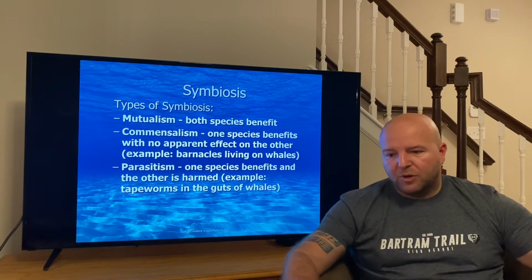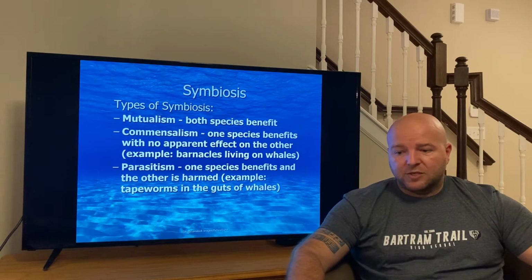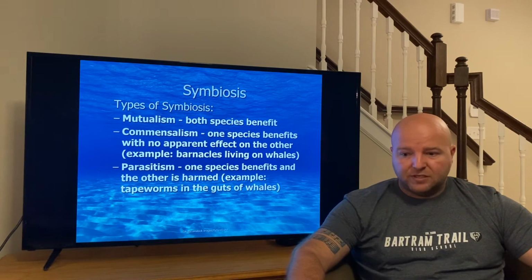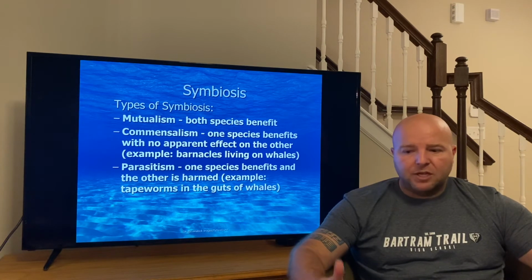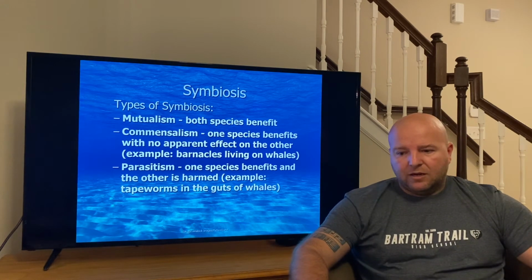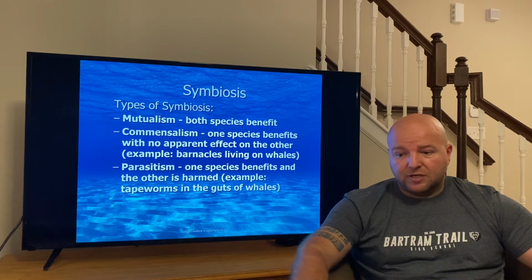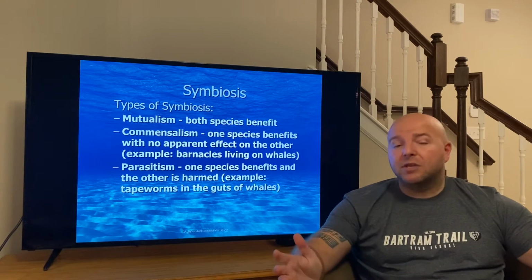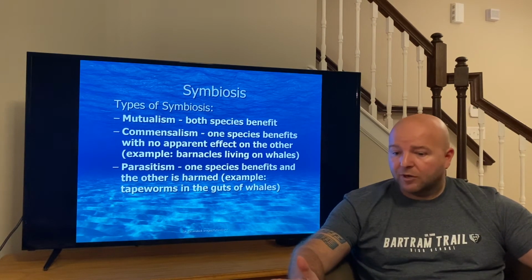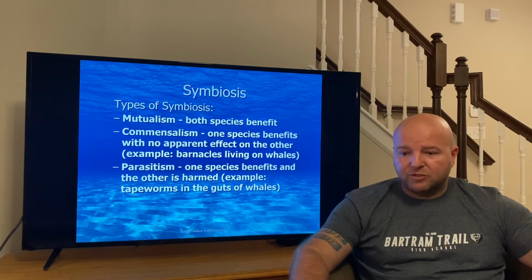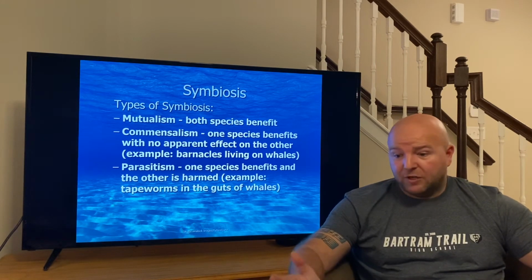So mutualism, both species benefit. Commensalism is where one species benefits, but there's no apparent effect on the other, good or bad. An example that we have here is barnacles living on a whale. There might be a benefit or a harm to the whale, but we're not sure. We know that there's benefit to the barnacle that is living on the whale. We're not aware of anything good or bad impact that it has on the whale itself.